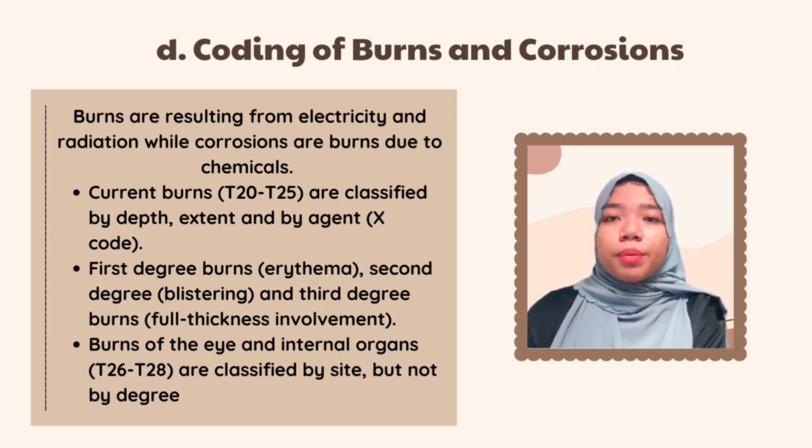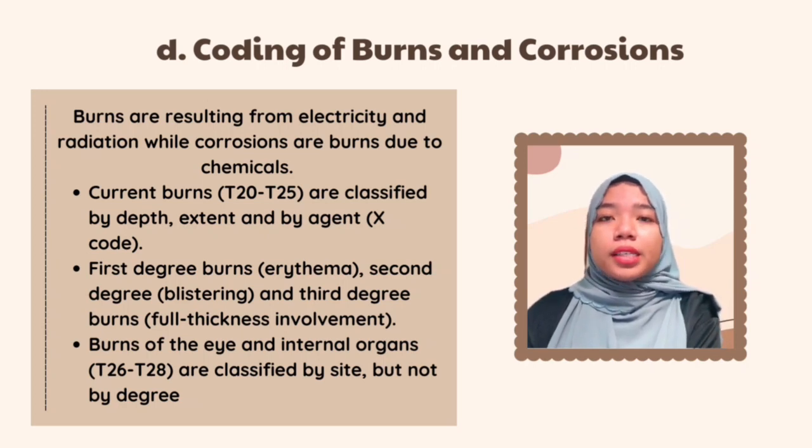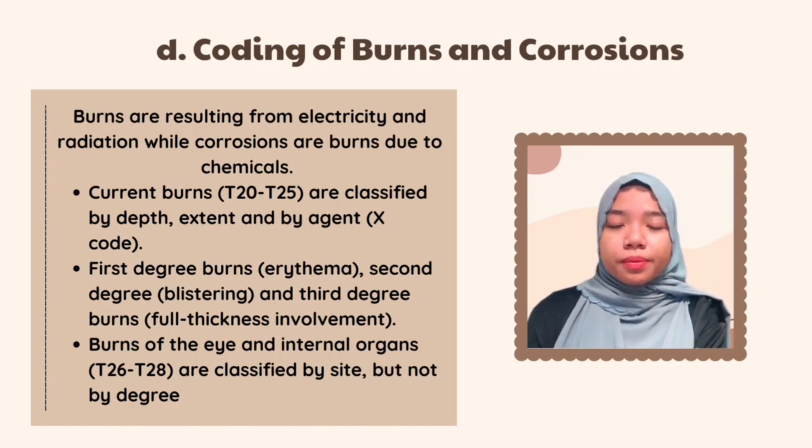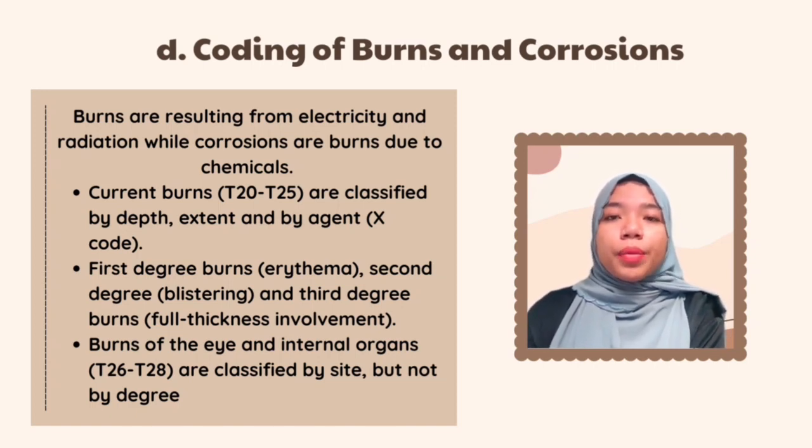The codes for current burns are T20 to T25 and are classified by depth, extent, and by agent, which is the X code. There are 3 degrees of burns: first degree burn is called erythema, second degree burn is called blisters, and third degree burn is full thickness involvement. In addition, burns of the eye and internal organs are classified by site in the codes T26 to T28.